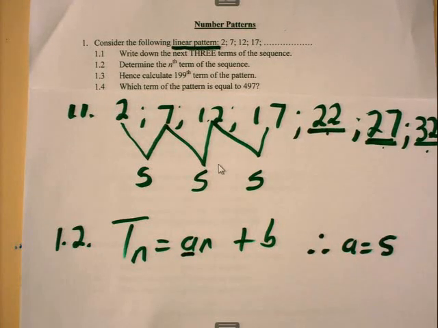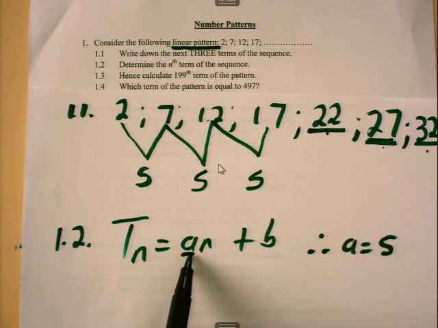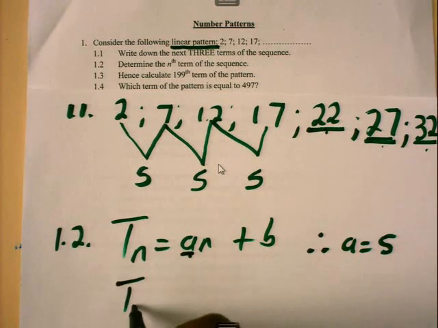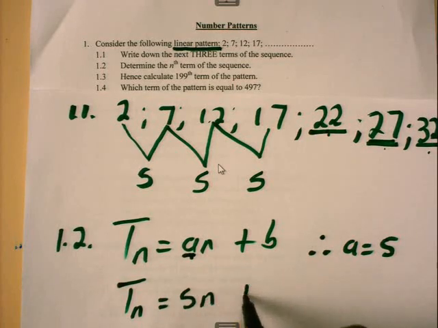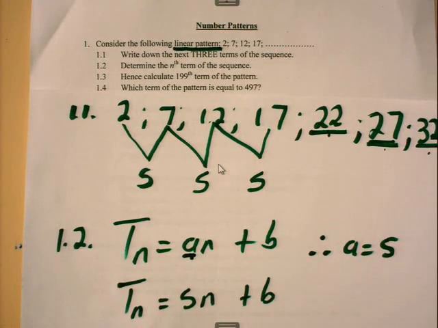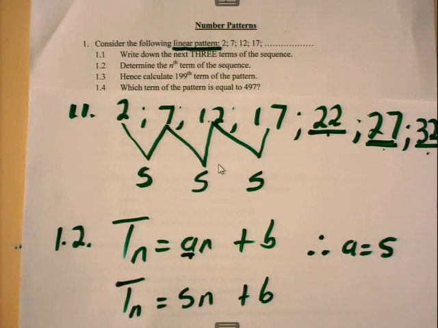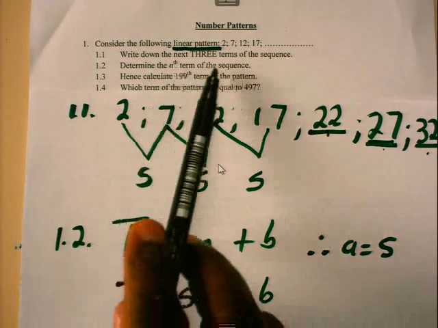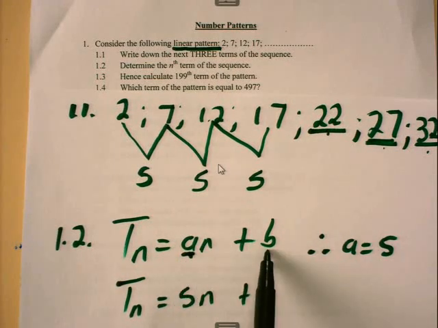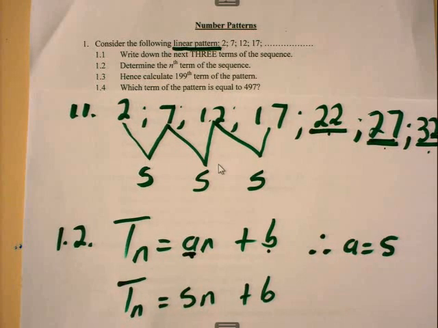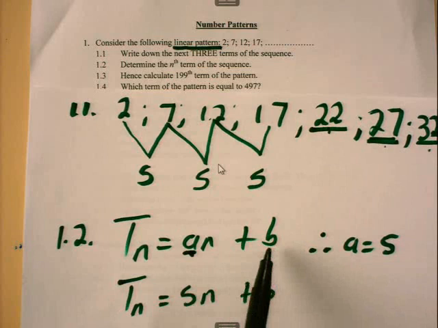So if a is equal to 5, we substitute the value of a in this general term formula. Therefore, the nth term will be equal to 5n plus b. Meaning that if the question states determine the nth term of the sequence, all we have to do is determine the value of a and the value of b.